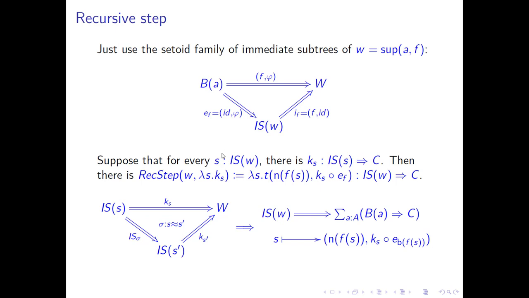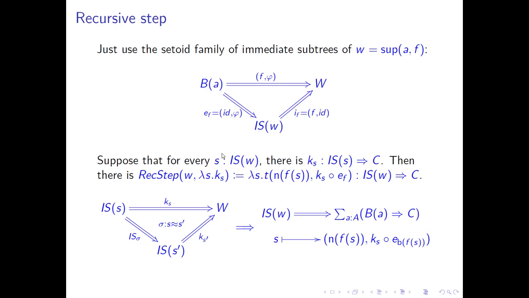is a single recursive step at a time, so that in some sense, if you are given a family of extensional functions, one from each setoid of immediate subtrees, so for subtrees of these and subtrees of these and subtrees of these, immediate subtrees, you want to descend one by one step to define an extensional function on the immediate subtrees of the global tree. This is the idea. And you can do that. That's not difficult.